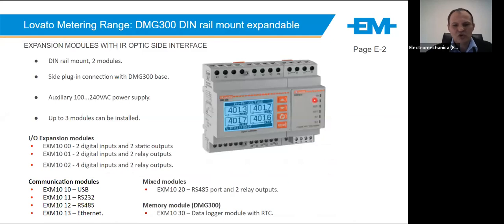So you could start with the basic DMG 300. Well, not the basic, but the upper level DMG 300. And you could expand on the device. So maybe I need more IOs. I can plug it in up to 3 devices. I may want a COM port, Ethernet. You can add that on. Or do I need a data logger?